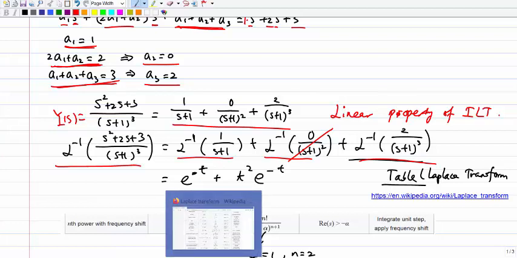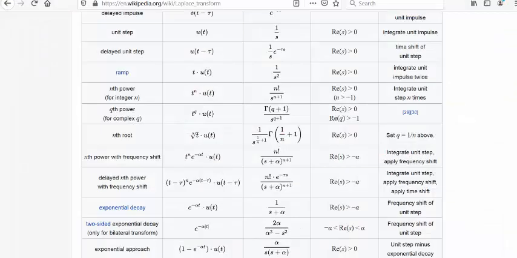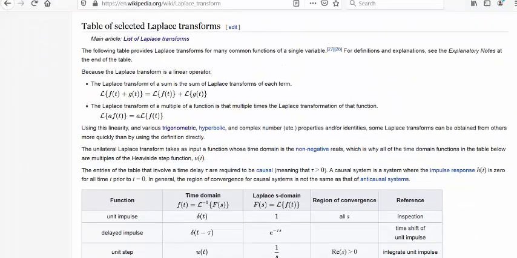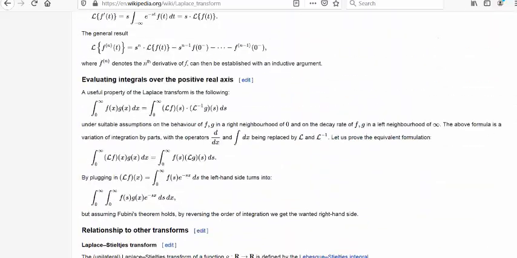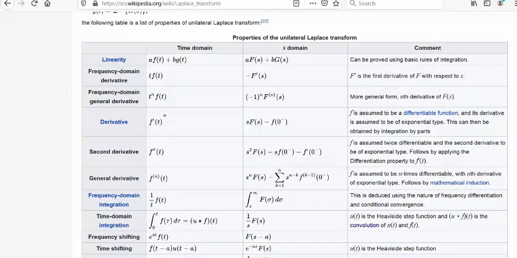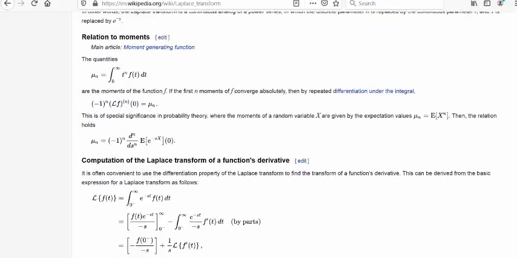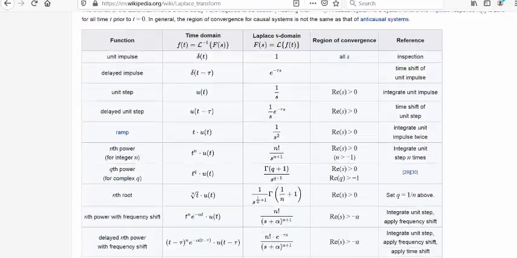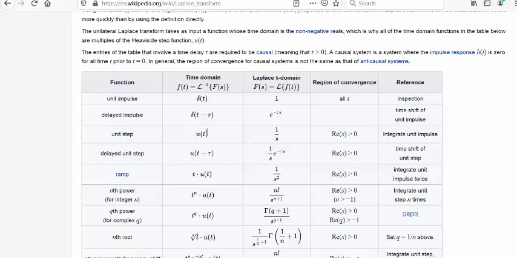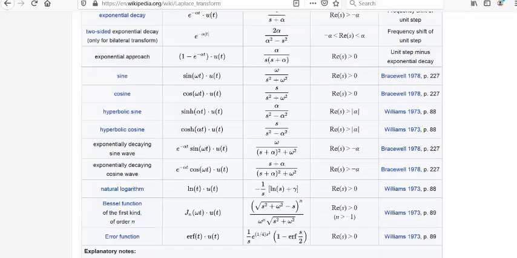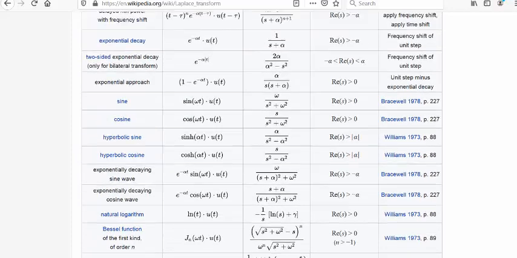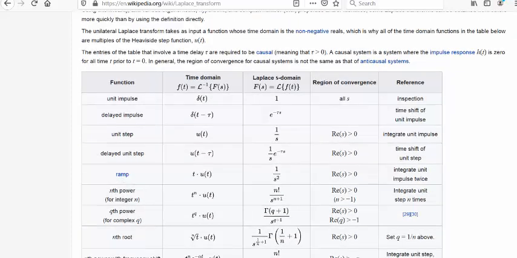So I'm going to show you the table that you can use. If you want to figure this out generally, you can find a table from here. This table, as I already talked about, lists the properties I mentioned for the Laplace transform. It also covers some basic functions and their inverse Laplace transforms, for example the step function, delayed step function, unit function, ramp function, nth power, and so forth. These are very commonly used functions, and we can find their Laplace transform or inverse Laplace transform.